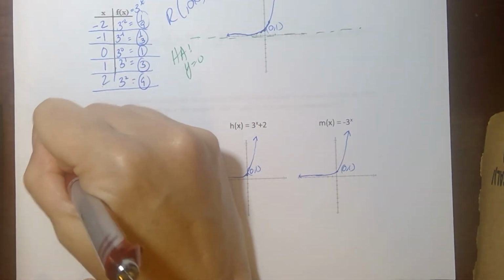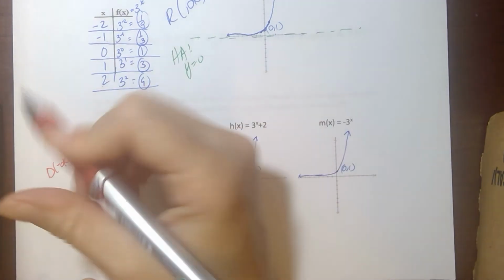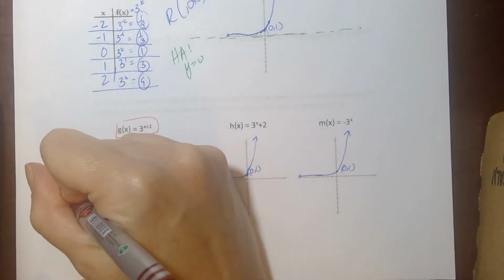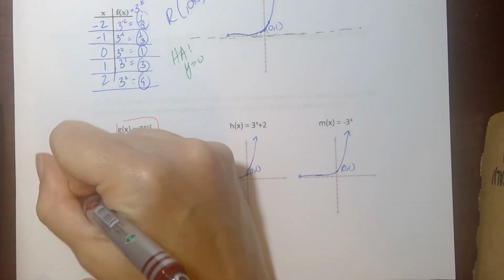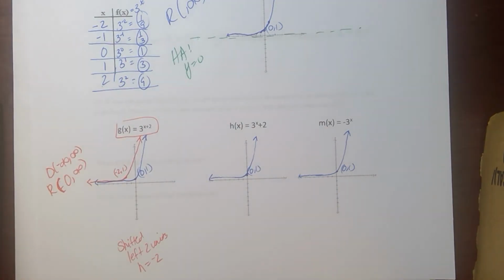My domain is all real numbers. If it starts all real numbers, it stays all real numbers. My range is still not inclusive, so parentheses 0 to infinity because I didn't shift up or down.